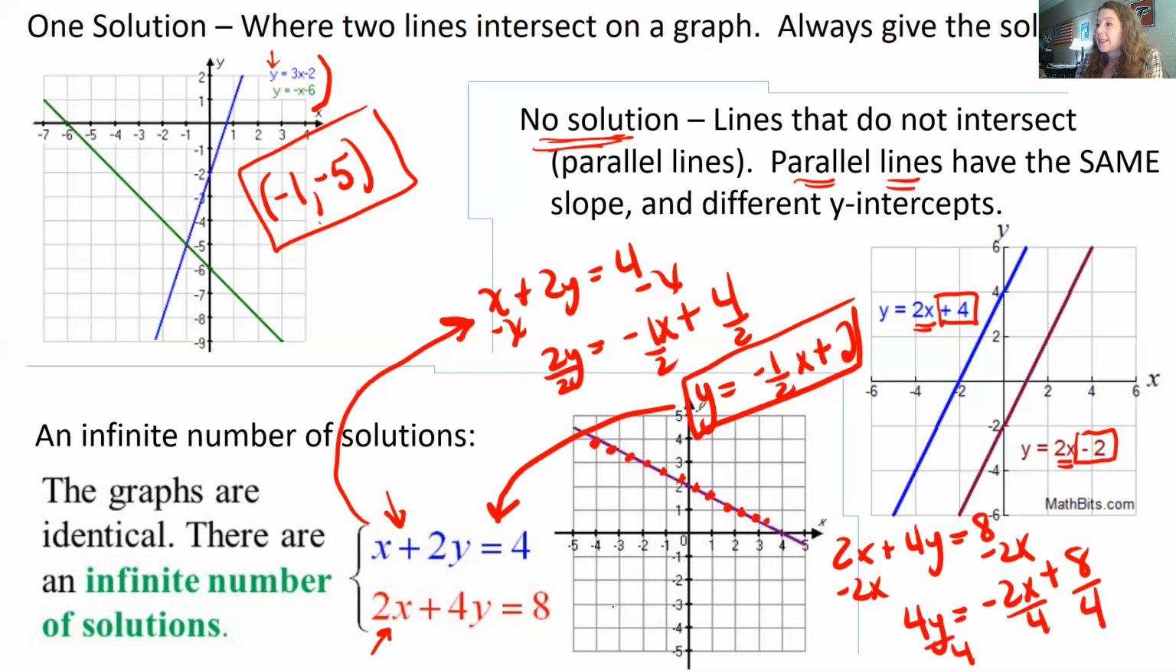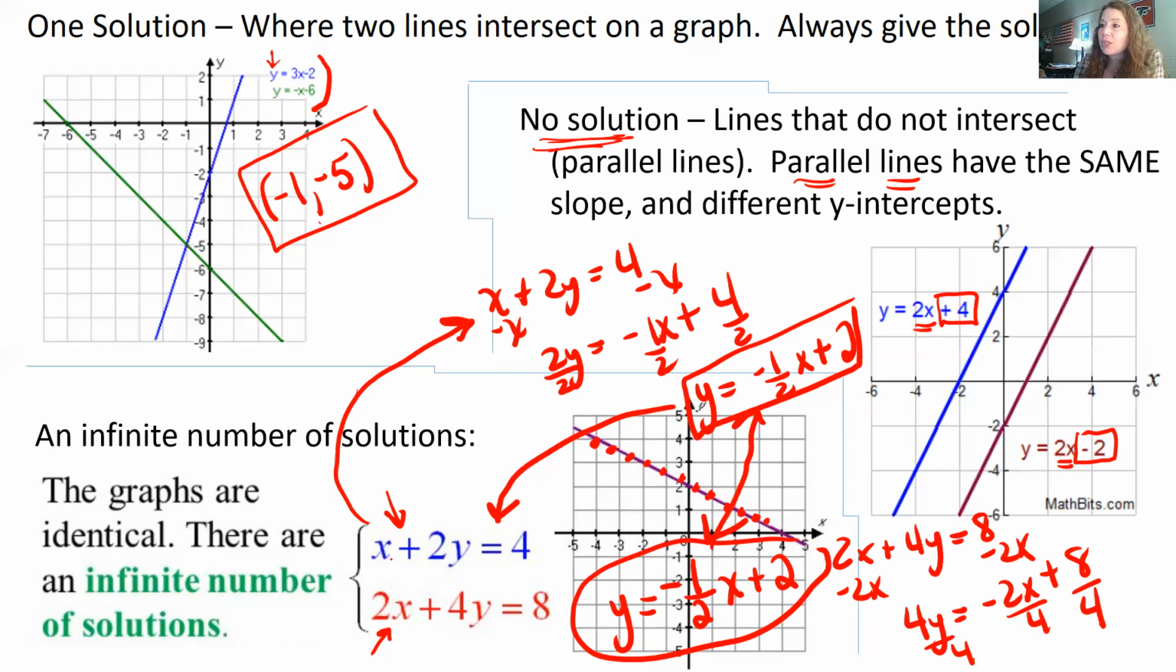And guess what I get? I get the same thing because -2/4 is equal to -1/2 x. And 8 divided by 4 is +2. So do you see why these two lines lie on top of each other? They're identical. They're the same line.